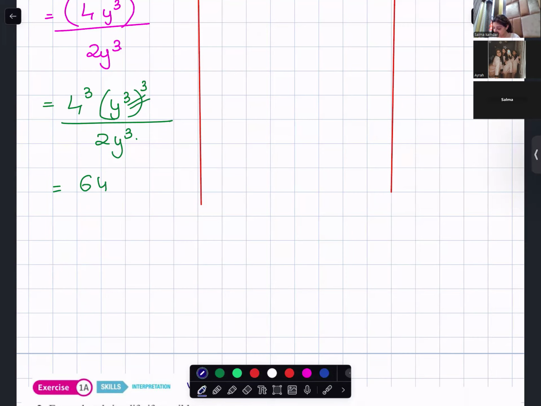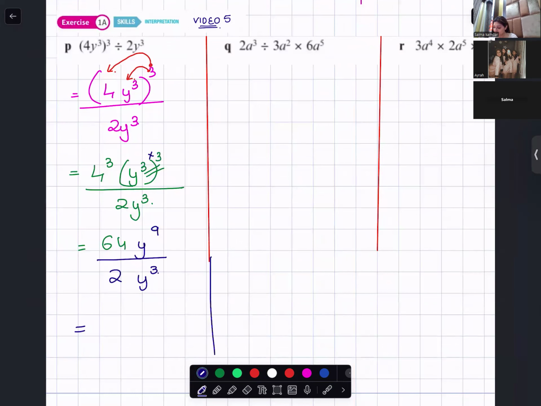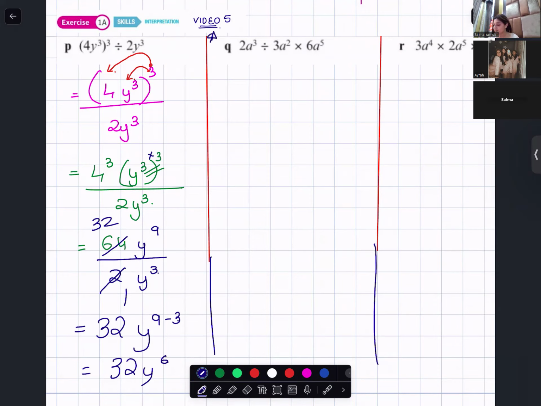So this becomes 64, a raised to mn. So this will become 3 into 3. So y raised to 9 divided by 2y cube. Now I will deal with the constant separately and with the variable separately. So this is 2 ones are and 2 32s are. So it becomes 32y raised to 9 minus 3. So it becomes 32y raised to 6. Try these two. Pause the video. Try it, then I will solve it.